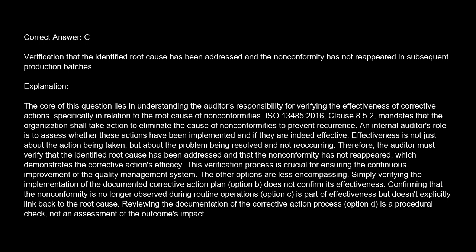Simply verifying the implementation of the documented corrective action plan, Option B, does not confirm its effectiveness. Confirming that the nonconformity is no longer observed during routine operations, Option C, is part of effectiveness, but doesn't explicitly link back to the root cause. Reviewing the documentation of the corrective action process, Option D, is a procedural check, not an assessment of the outcome's impact.